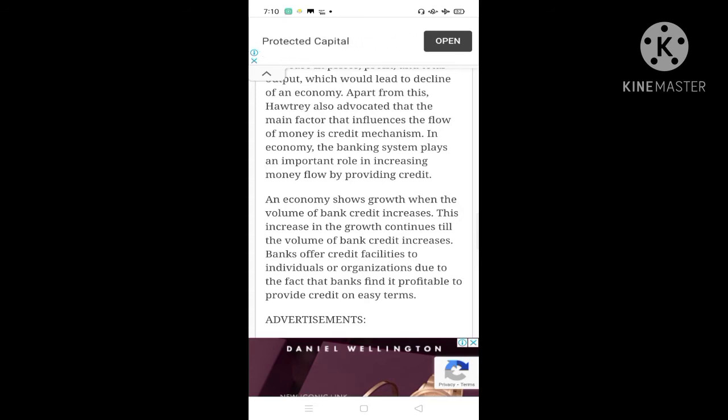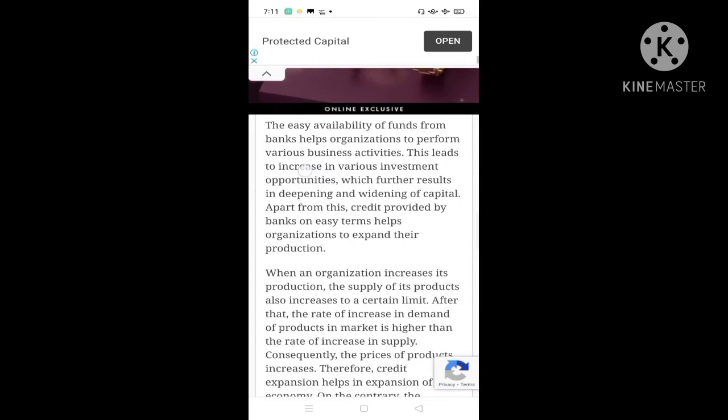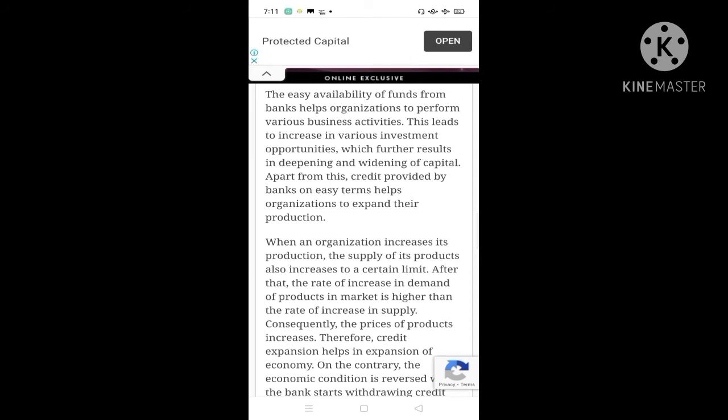Banks offer credit facilities to individuals or organizations because banks find it profitable to provide credit on easy terms. Why? Because it is profitable for them. The easy availability of funds from banks helps organizations to perform various business activities. When credit is available on time, organizations can perform various business activities. This leads to an increase in the various investment opportunities, which further leads to deepening and widening of capital. Apart from this, credit provided by the banks on easy terms helps organizations to expand their production, which will finally lead to the economic growth of the country.